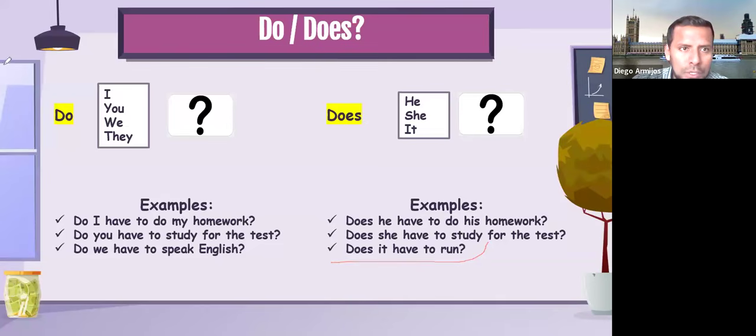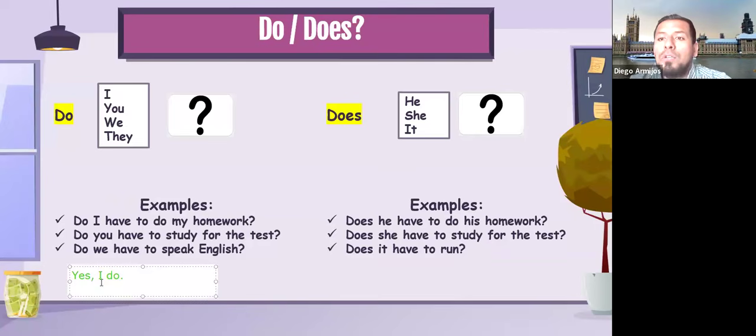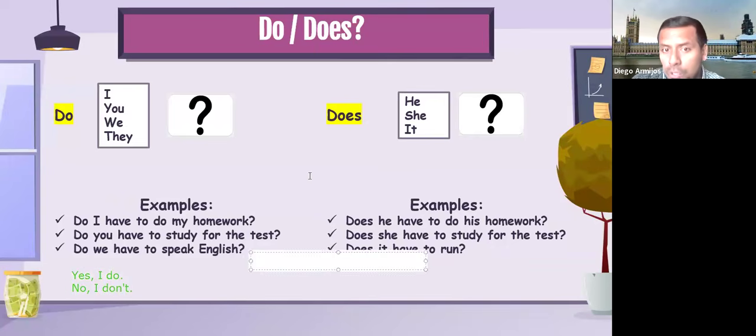All right. So in order to answer these questions, you're going to say, for example, do you have to study for the test? Or do I have to do my homework? You're going to answer. Let me make it bigger, please, for you to see clearly. Let's suppose it's positive. You're gonna say, yes, I do. Or let's suppose you don't have to study, you don't have to do the homework because your teacher hasn't sent you anything. You're gonna say, no, I don't. As simple as that, okay? Yes, I do, or no, I don't, in order to answer.